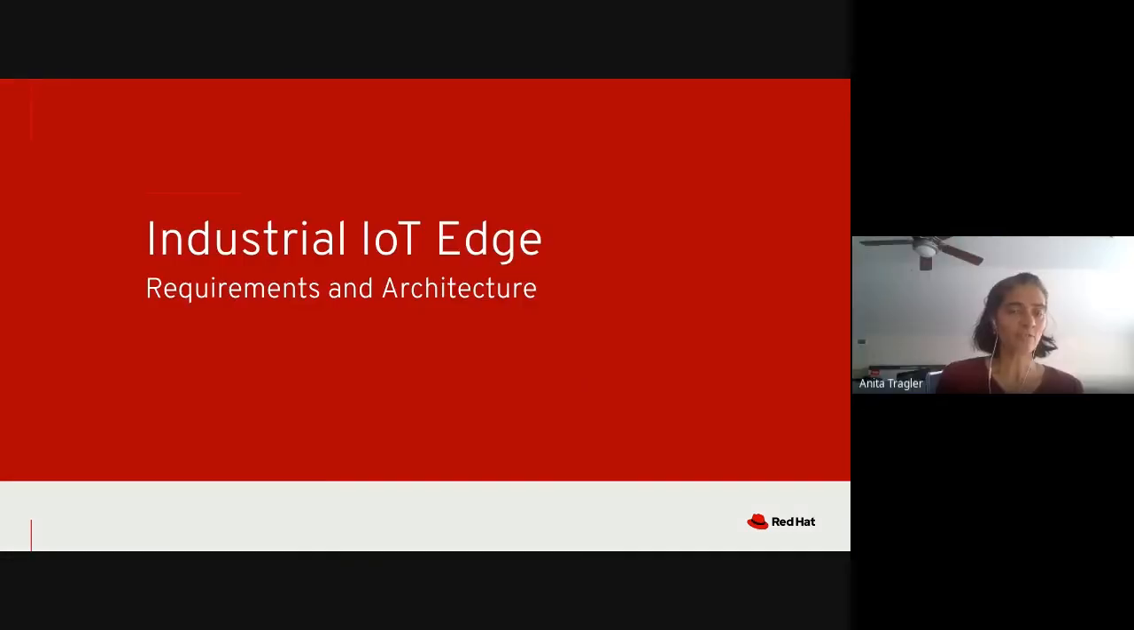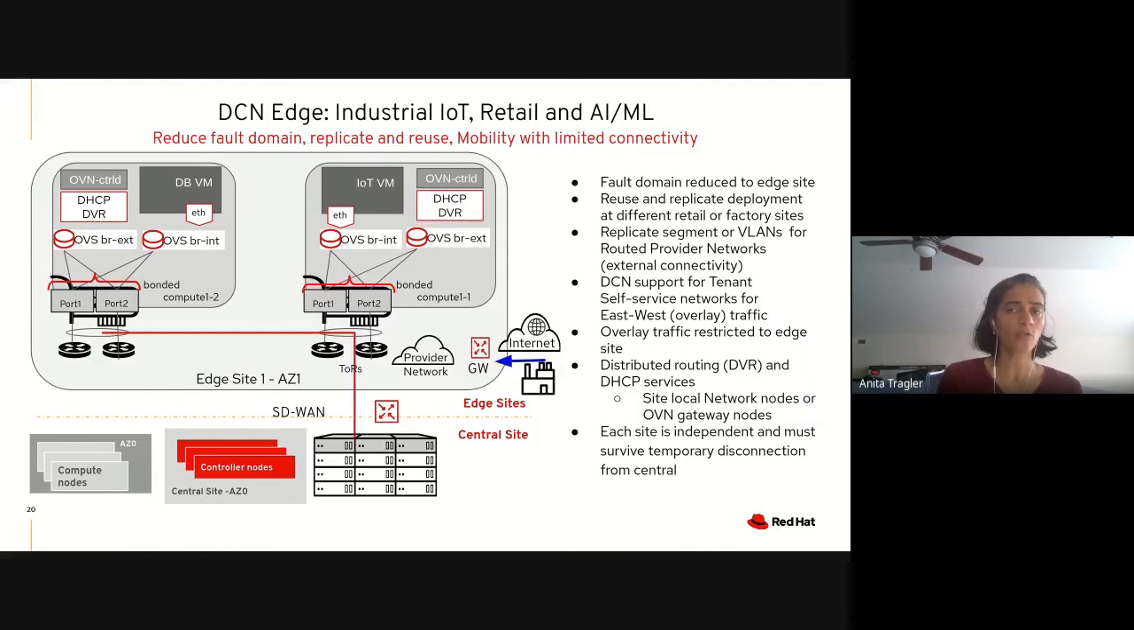Now let's look at industrial IoT edge requirements and architecture. The main goal here is to reduce the fault domain to the edge side and to be able to replicate and reuse a deployment across different factory or retail edge sites. So in this use case, you have both routed provider networks for external connectivity, as well as the need for tenant self-service networks for east-west traffic capabilities. And in this case as well, you want to be able to replicate your VLANs and your segments and restrict your overlays only to your edge sites.